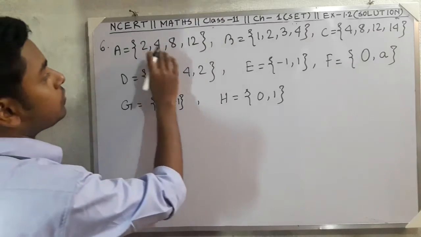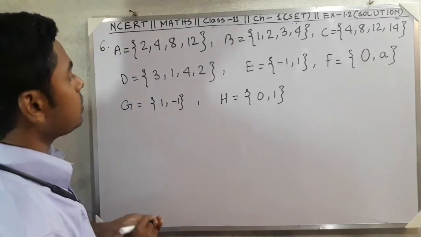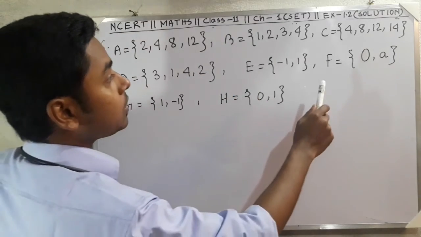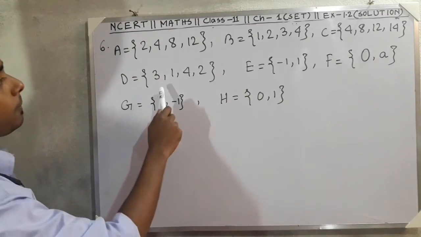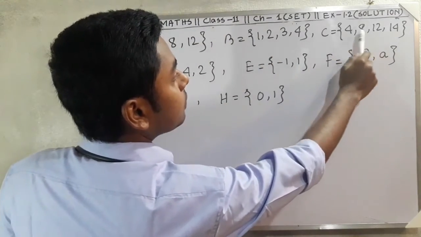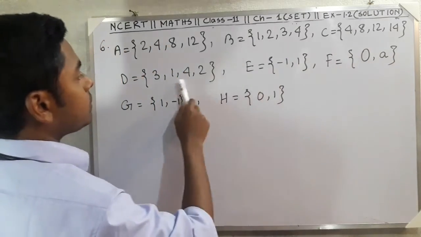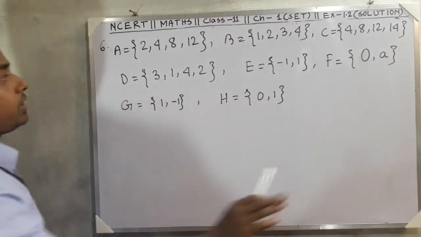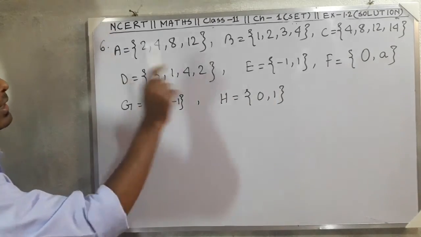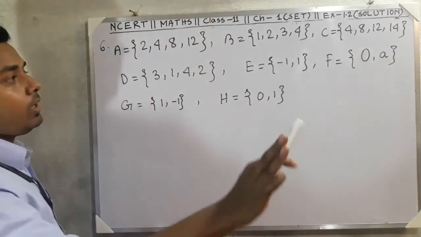Okay, so A is 2, 4, 8, 12. So check where the elements 2, 4, 8, 12 appear. No. There is no set equal to A. Okay, no set is equal to A.